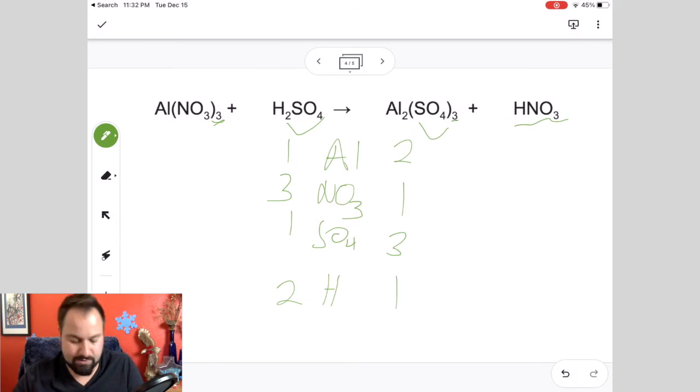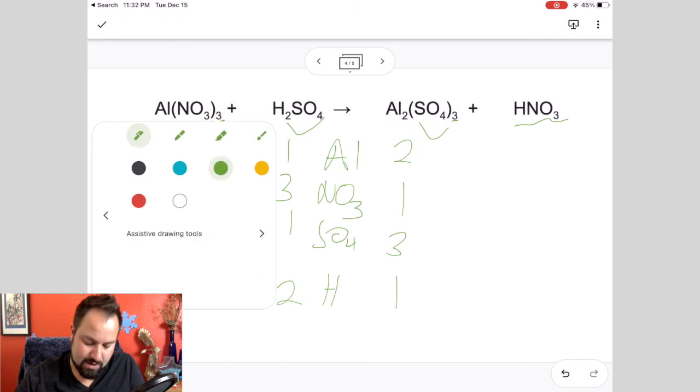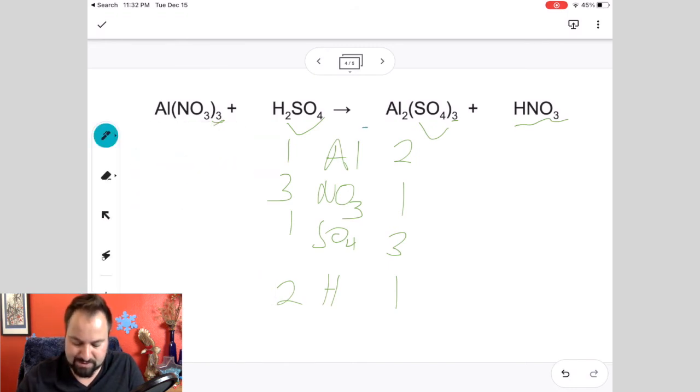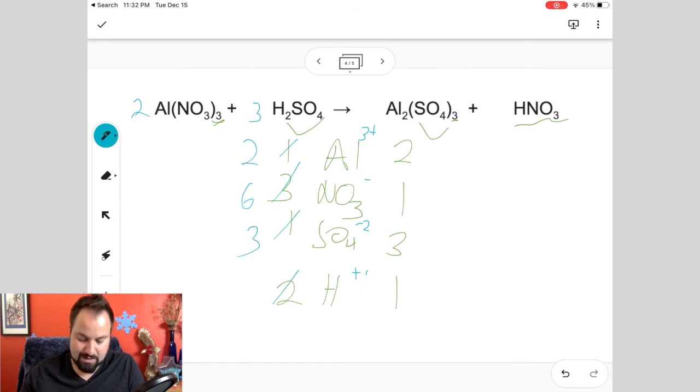Now, when it comes to double displacements like this, our best bet is to always go with the highest charge first. So that's plus 3, minus 1, minus 2, and plus 1. So the highest is in fact aluminum, then the sulfate, and then the nitrate. And that's the order I intend to do them in. And so for aluminum, I'm going to put a 2 right there. And so that changes this and that. And for the sulfates, I'm going to need 3 on the left, so I'm going to put a 3 right there. That changes this and that.